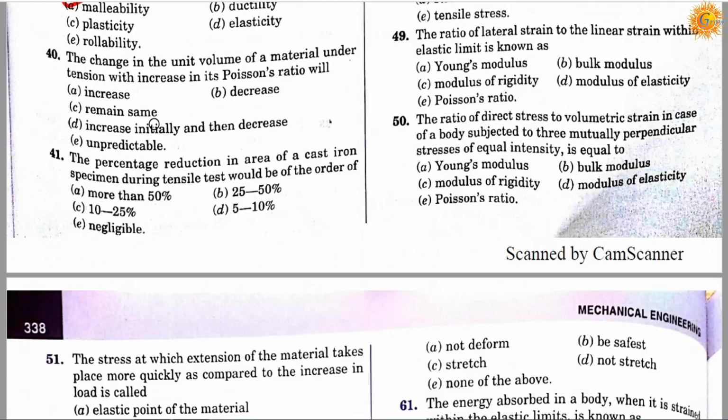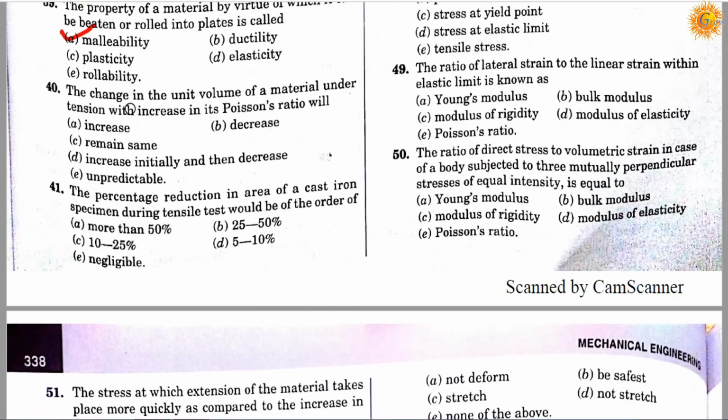Question number 40. The change in the unit volume of a material under tension with increase in its Poisson's ratio will: option A, increase; option B, decrease; option C, remain the same; option D, increase initially and then decrease; and option E, be unpredictable. So correct answer is B. It will decrease.